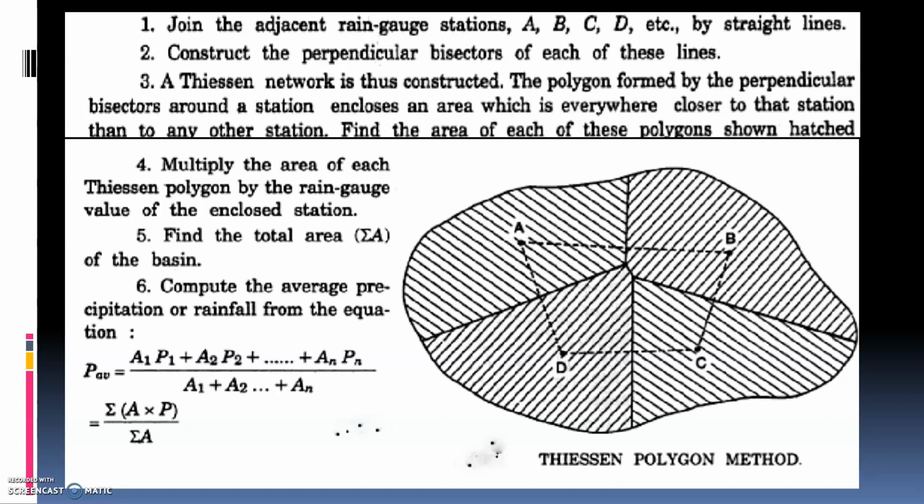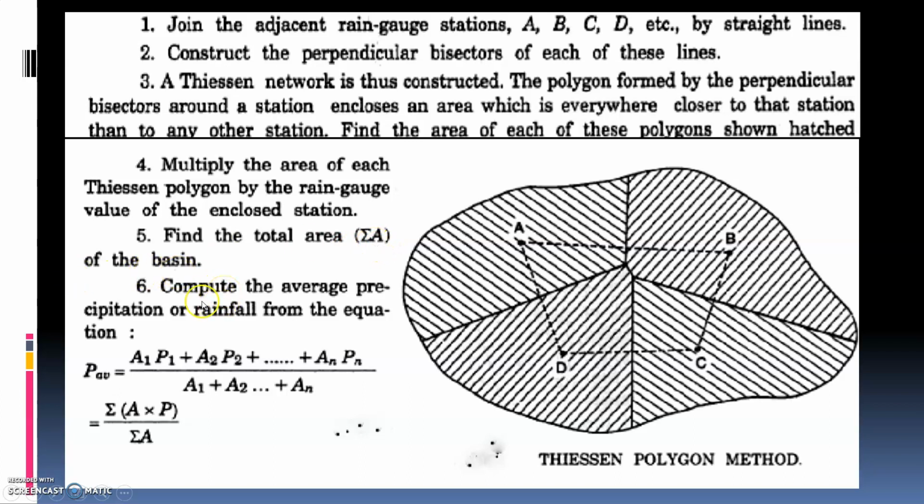After that, you have to find the area of each of these polygons shown hatched. This is the area of station A, this is the area of station B, this is the area of station C, and this is the area of station D. Once you get the areas, multiply the area of each Thiessen polygon by the rain gauge value of the enclosed station. Then find the total area, that is summation A, of the basin.